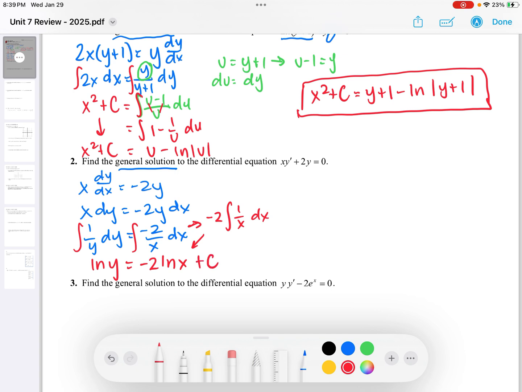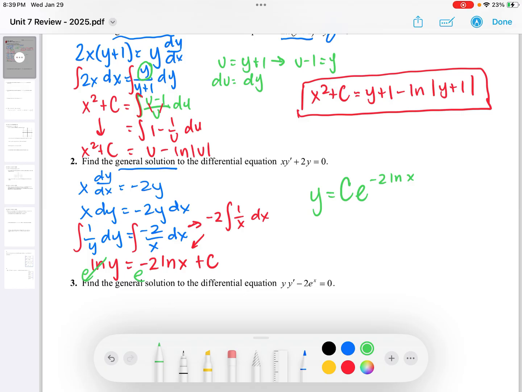Now in this case we can solve for y because there's only one of them. So we're going to go ahead and do that to solve for our general solution as y equals, and put both sides in that power of e, so that I'll have y equals ce to the negative 2 natural log of x.